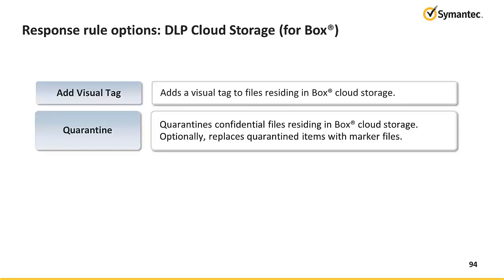Symantec DLP Cloud Storage Discover supports scanning and protecting confidential files residing in Box cloud storage. Options for protective action are 1. Applying a visual tag to sensitive files, and 2. Quarantining confidential files. For the quarantine response, files are moved from their original location and quarantined in either a controlled Box repository or an on-premise CIFS folder. Similar to the functionality for file systems, marker files can optionally be left behind in place of the quarantined item.